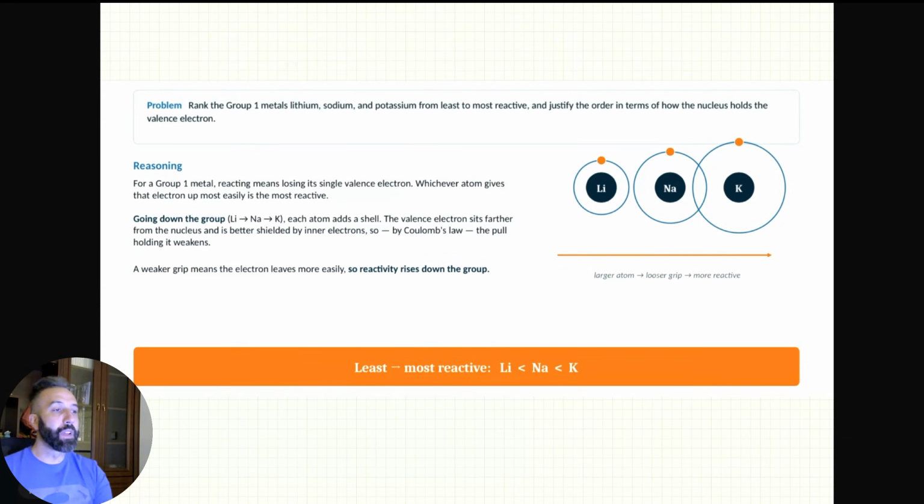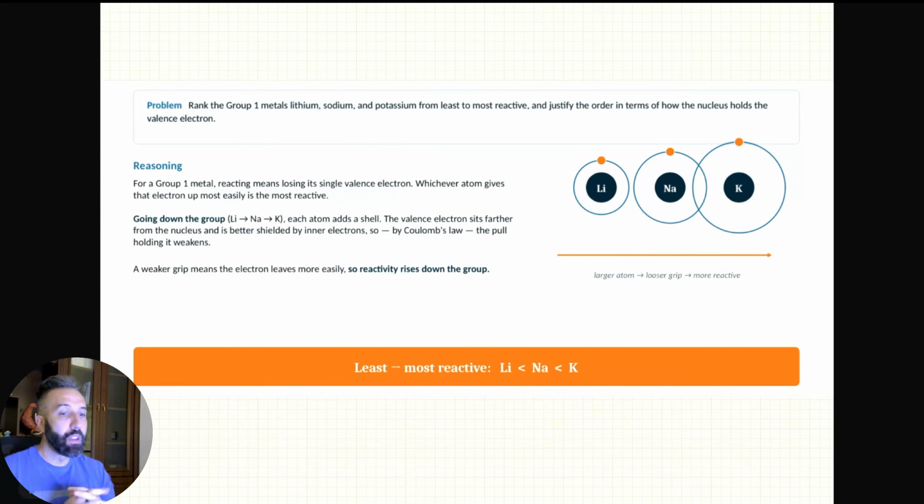So obviously, for potassium, the electron is going to be more far away. These are in group one. In order to get to the stable ion configuration, they want to release an electron. So which electron is the easiest to release? The one which is the most far away. So basically, potassium will be the most reactive because it's the easiest to release the electron.